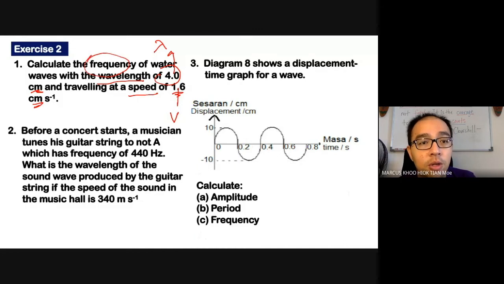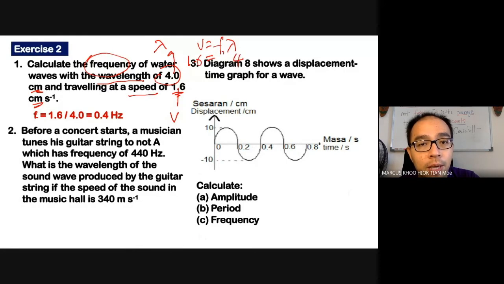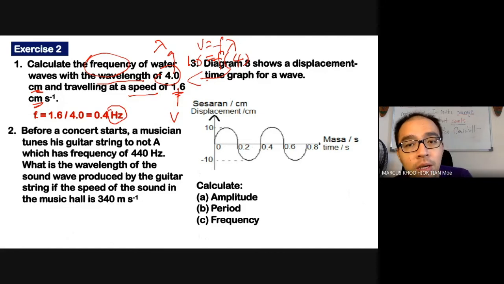So can we calculate the frequency? Can. We don't even have to change the unit because both are already in cm. So it'll be just 1.6 divided by 4, because v equals f lambda. V is 1.6, lambda is 4. You bring that 4 down here, you get 1.6 divided by 4 equals 0.4 hertz. Reminding you again that the unit for frequency is hertz, Hz.